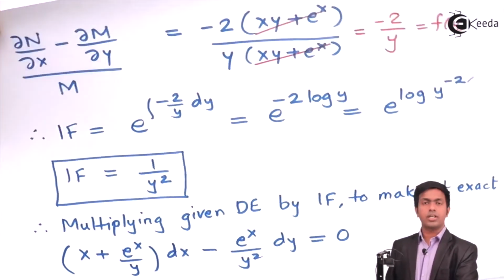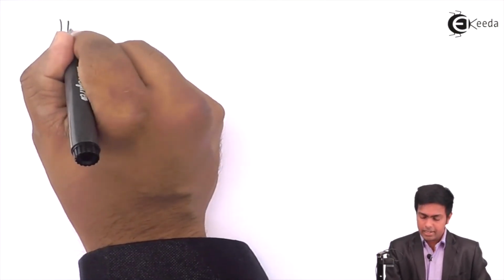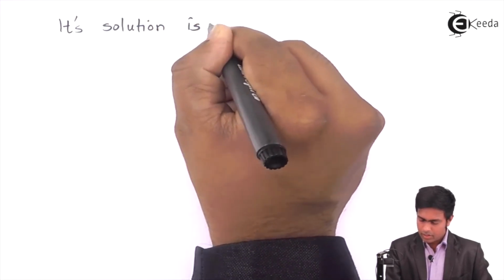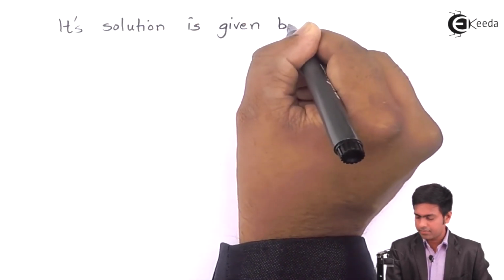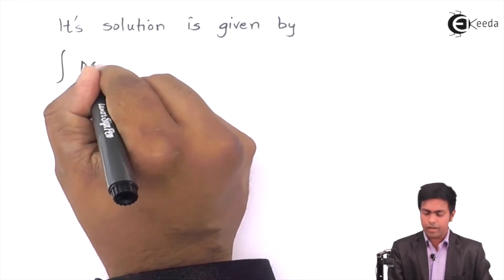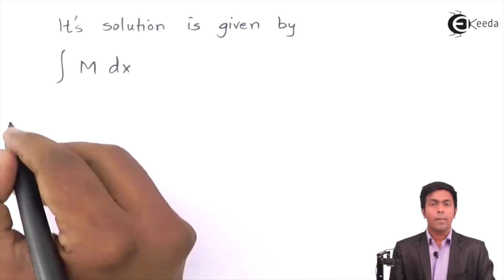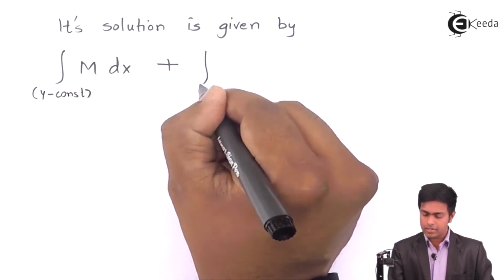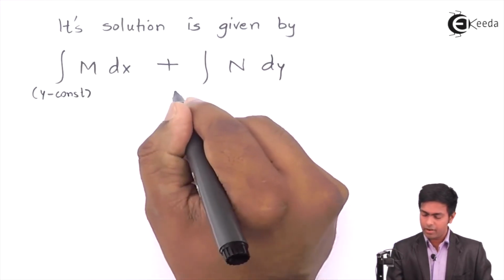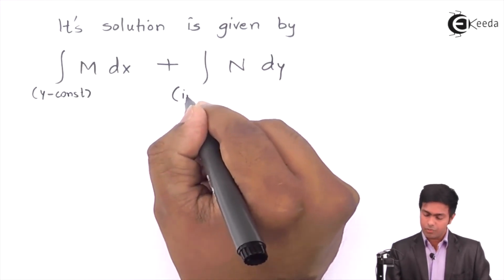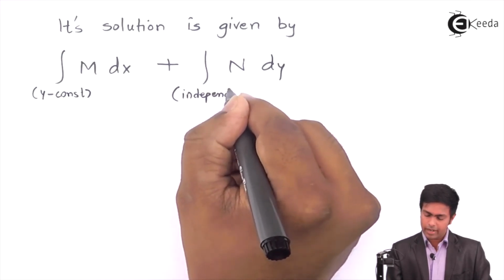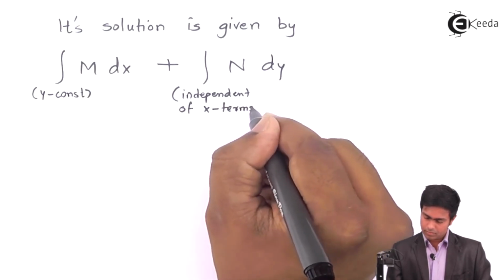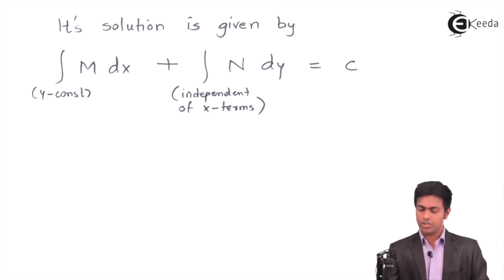So its solution is given by a formula. Its solution is given by the integration of m dx by treating all the y terms constant, plus the integration of n dy by considering only the terms which are independent of x, is equal to c. So this is the formula.